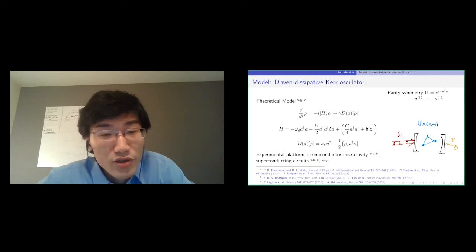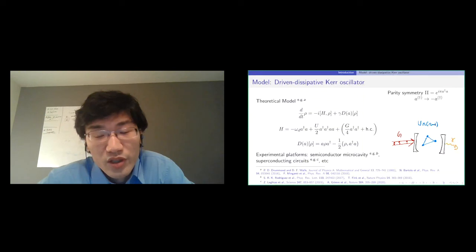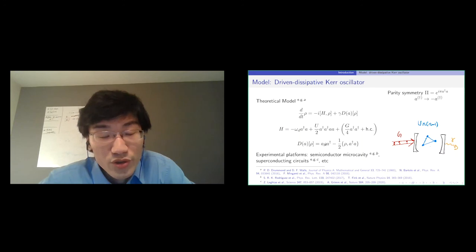And we have a nonlinear part. It's one half u a dagger a dagger a a. It can also be written as u times n times n minus 1. So it's actually an all-to-all interaction between photons. And then we have driving. Here the driving is a 2-photon driving. You will put in 2 photons at the same time. And then we have the dissipator that will just describe the loss of the photons.